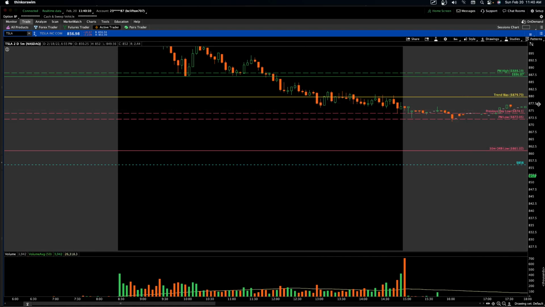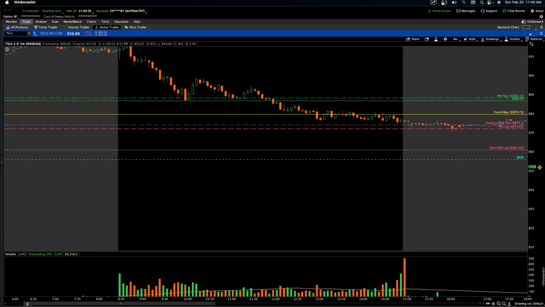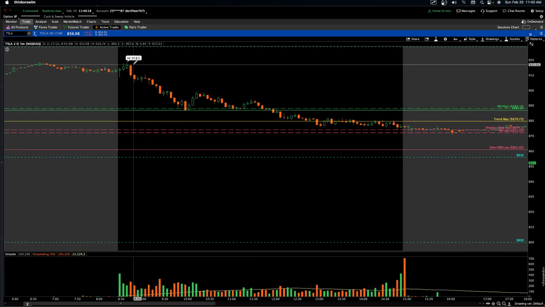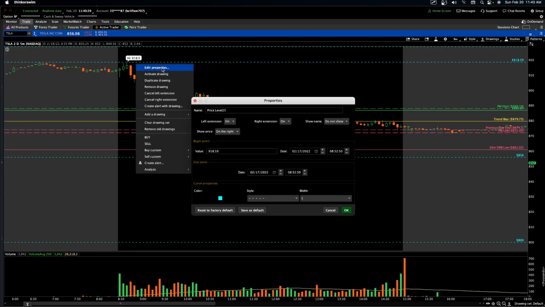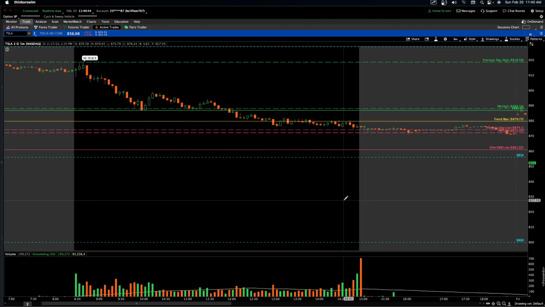Now we also want to identify the previous day high. In this case, it really doesn't matter because we never even got close to that level. But the previous day high was 918.50. Let's go ahead and mark that on our chart. So this was previous day high. We're going to show it on the right. We're going to make this one green, and dotted. And now we have our previous day high.